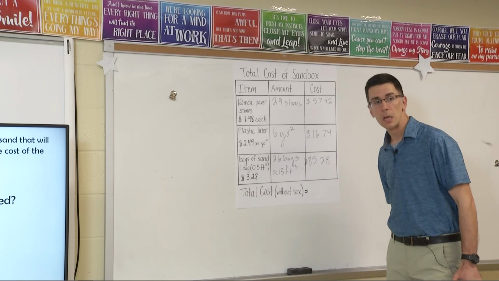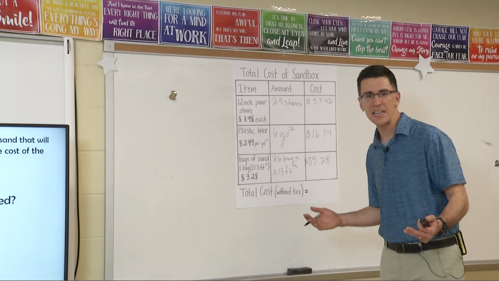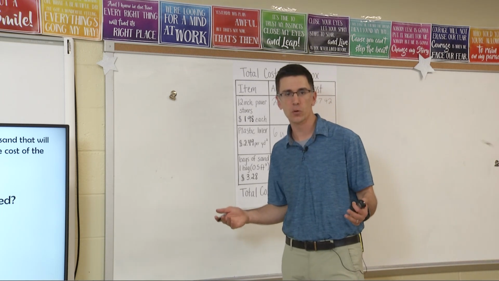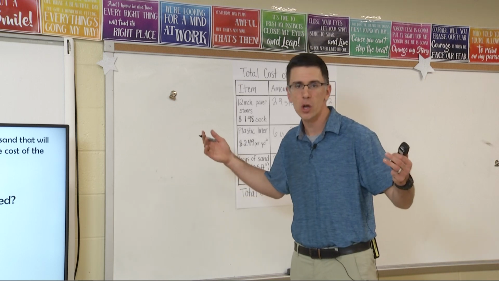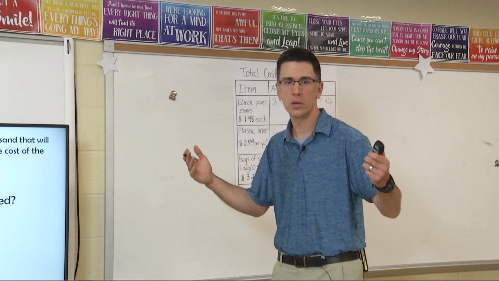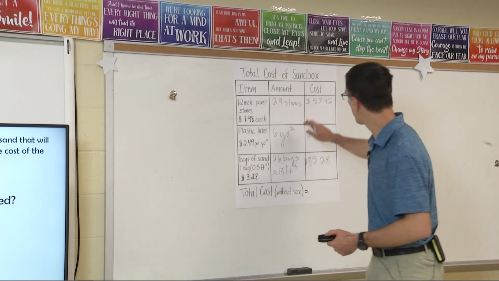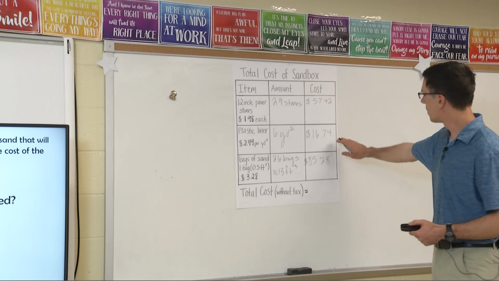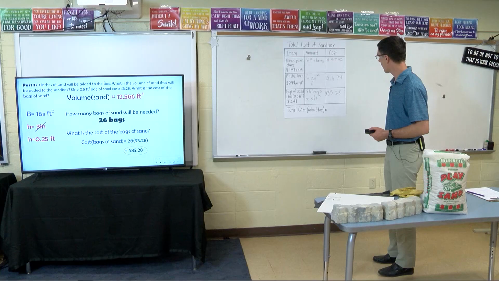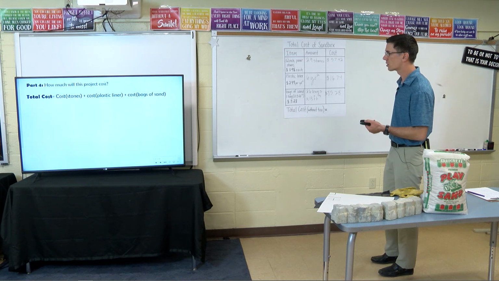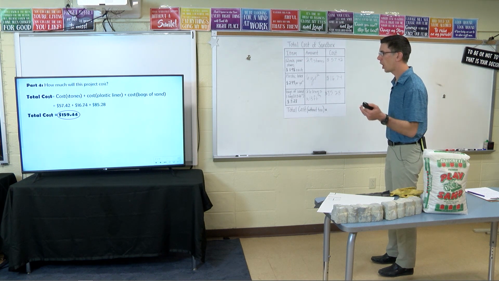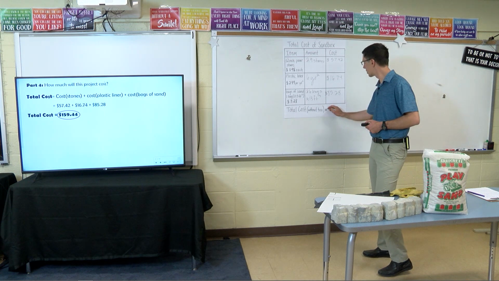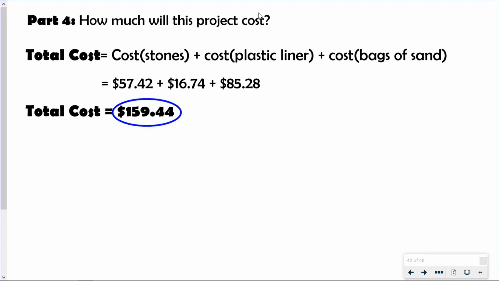Okay, so what do I need to expect when going to the Mathville supply store as far as how much all these materials will cost? So now I just take the sum of these amounts, $57.42 plus $16.74 plus $85.28, and the total cost will be $159.44, not including tax. Okay, that will be the cost of all the materials.